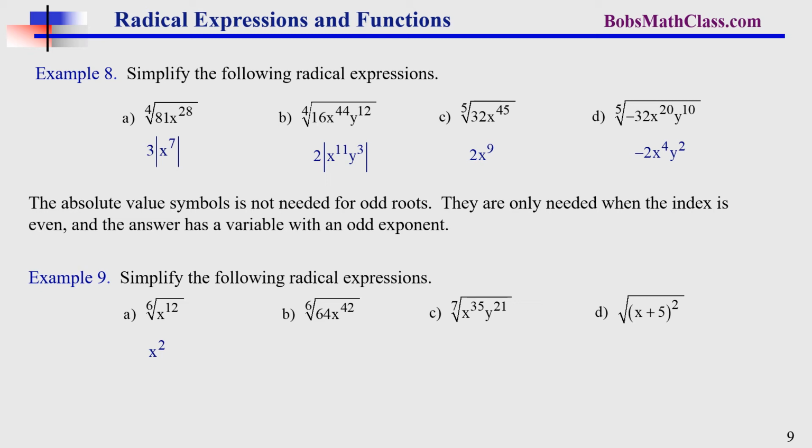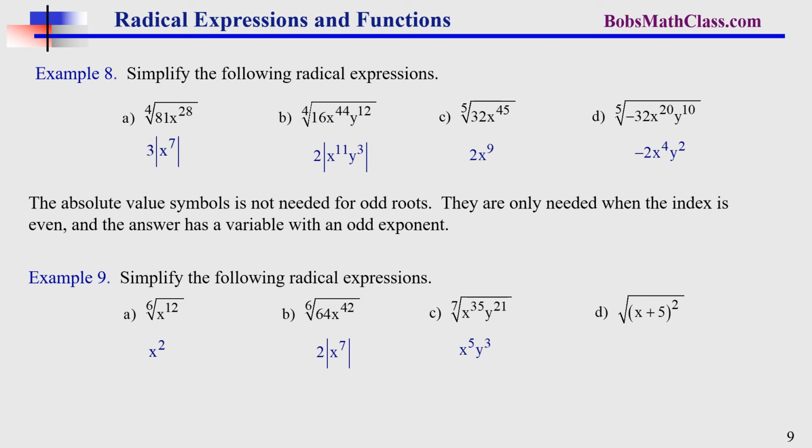Okay, part B, 6th root of 64. That would be 2, because 2 to the 6th power is 64. And then divide 6 into 42, that'll give you x to the 7th. Oh, that's an odd exponent. Therefore, we need absolute values. Part C, we will not need an absolute value because the index is 7. So divide 7 into 35 and 7 into 21. X to the 5th, y to the 3rd.